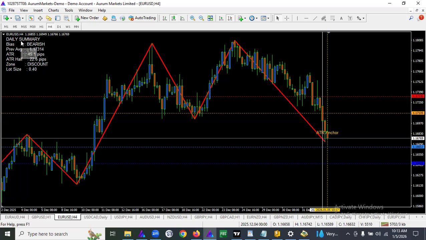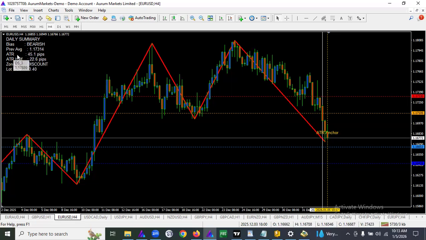So you can see the signal the indicator generated. The daily bias is bearish. The previous average price is 1.1731. And it's bearish because today's candle opened below the average price.